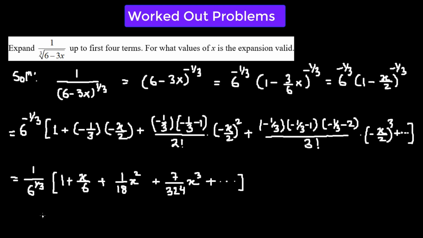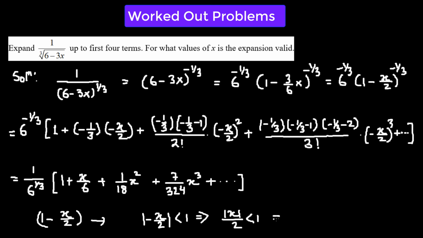So we consider the binomial 1 minus x over 2, and here we consider the absolute value of negative x over 2 must be less than 1, and that gives us the absolute value of x over 2 is less than 1, which implies that the absolute value of x must be less than 2. So we can say for all values of x lying between negative 2 and 2, the above binomial expansion will be valid.